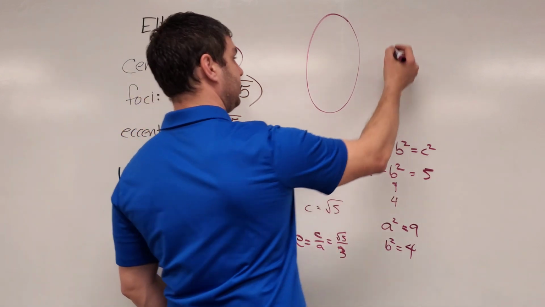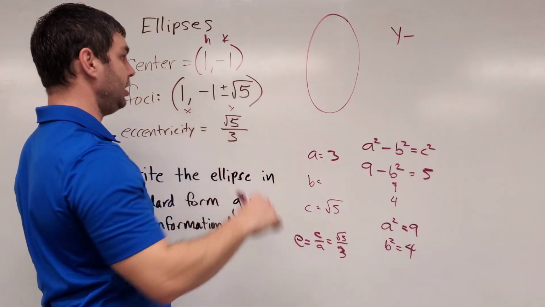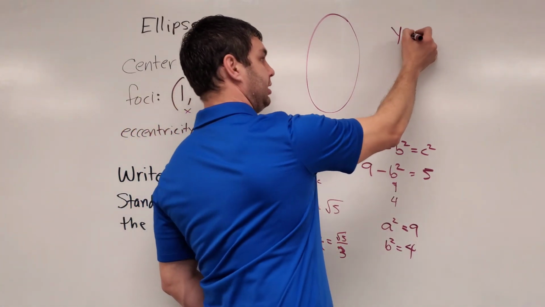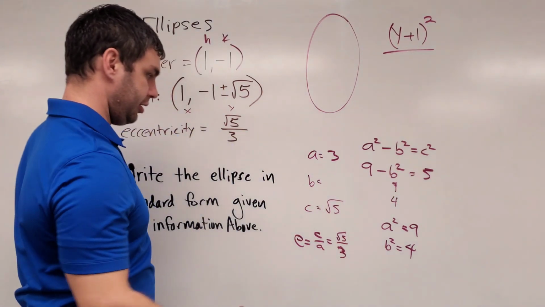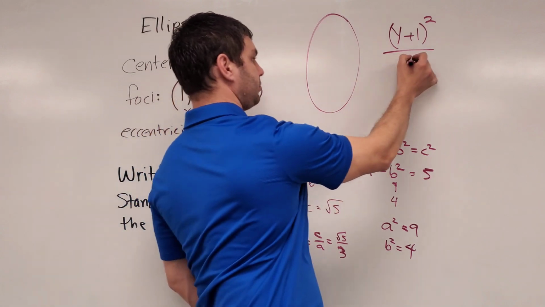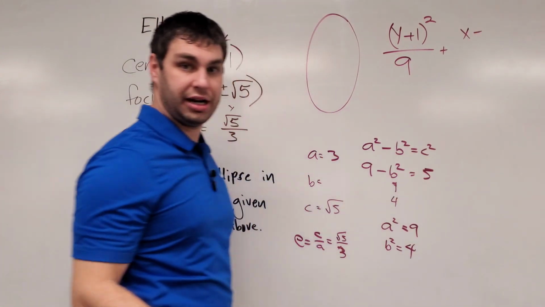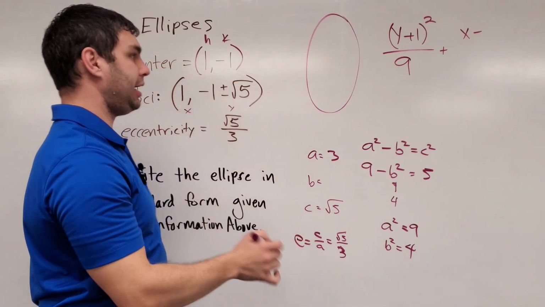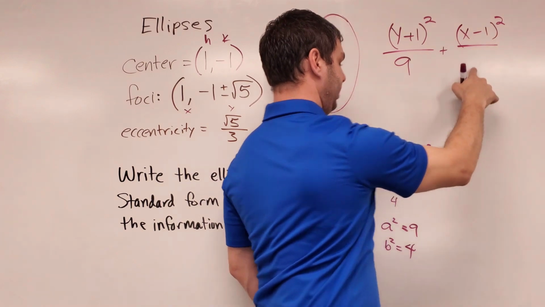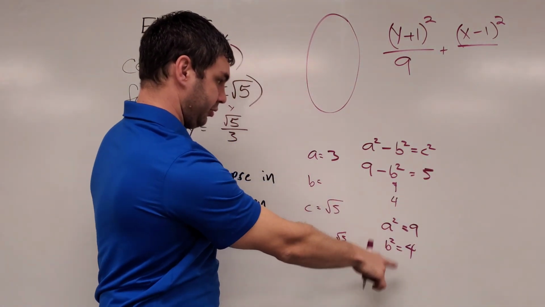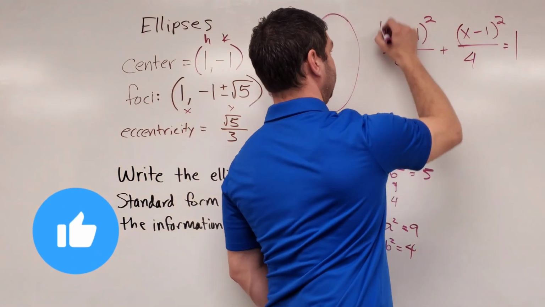Let's try it. Y's will come first. We need y minus our k value of -1. Y minus the -1 is y plus 1. Quantity squared, and that's over a squared. Our a squared we said was 9. Plus x minus our h value. Well, the h is positive 1, so x minus 1. Quantity squared over b squared. The b squared we found out was 4 using this formula. And then all ellipses equal 1.